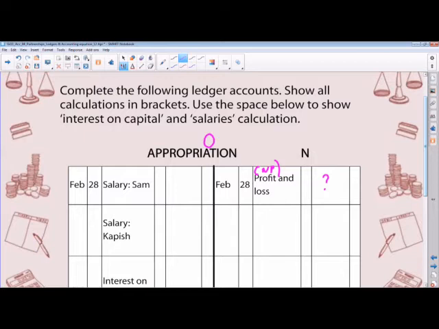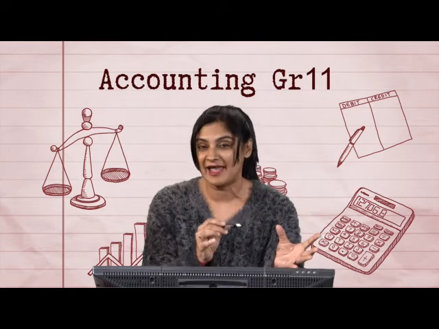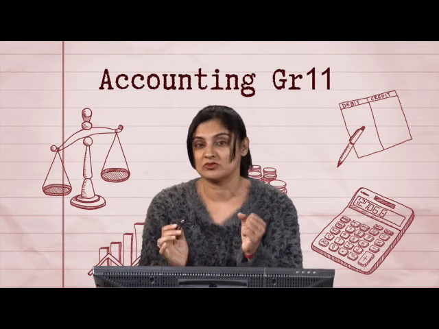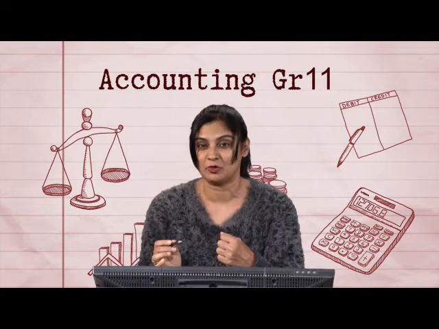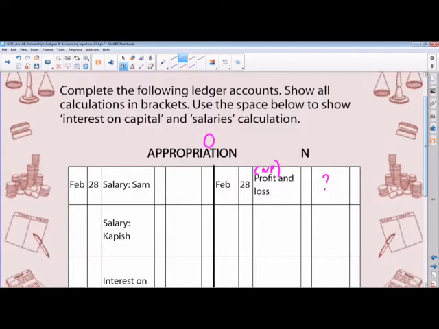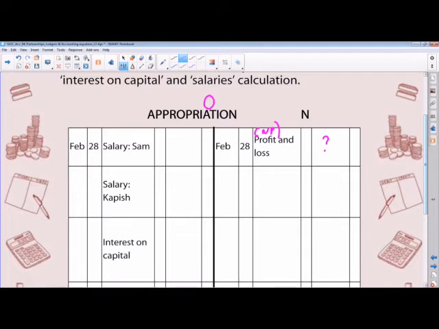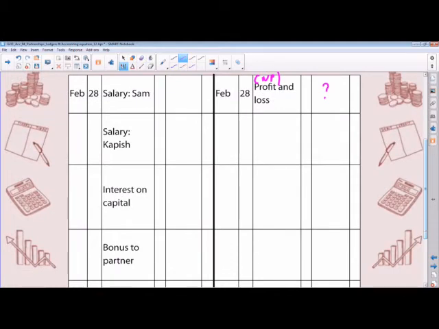Right, how do we go about appropriating net profit? Now remember guys, appropriate means distributing, sharing. How do we go about sharing this net profit between Sam and Capiche, the two partners? So remember, we're going to appropriate the net profit as follows. We're going to give each partner the salary that he's entitled to, and remember, it's a salary for 12 months, okay? We're then going to give each partner his interest on capital, again, that he's entitled to for 12 months, as well as bonus to partners, and then we're going to share our remaining profit.